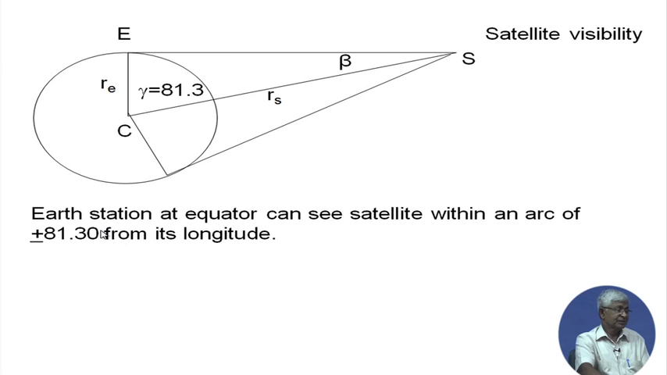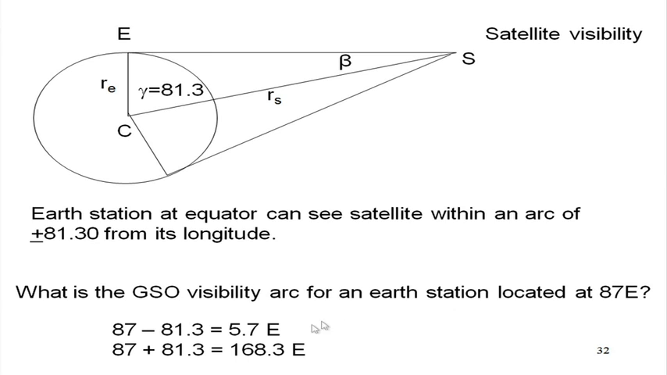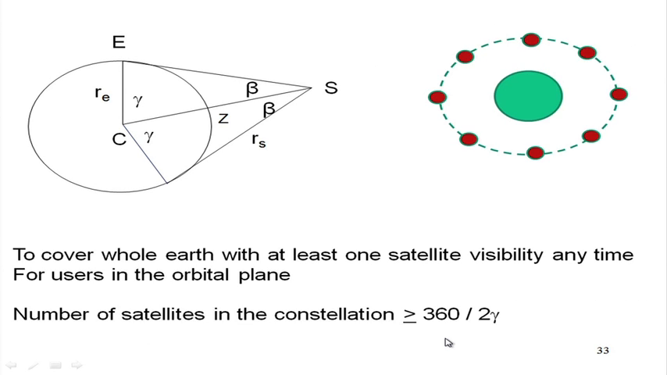So, visibility: if a station is at the equator, it can see the satellite in this direction, and in the other direction. So, it is plus or minus 81.3 degrees from its own longitude. So, we can find for a station at 87 degrees east, what is the GEO visibility, or GSO visibility? 87 minus 81.3, that is 5.7 degrees east, to 87 plus 81.3, 168.3 degrees east. So, that much distance it can see.